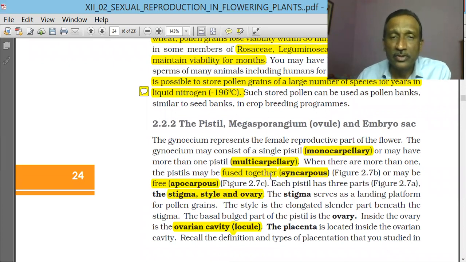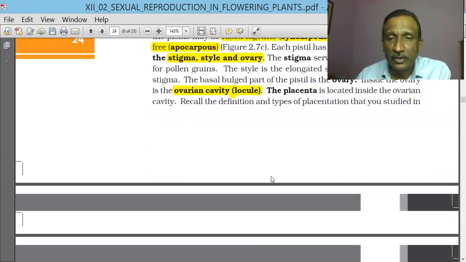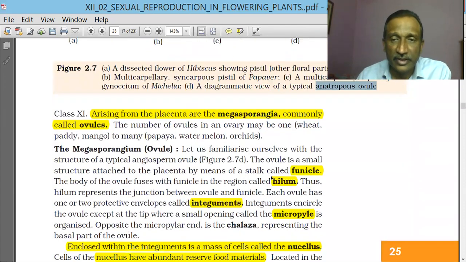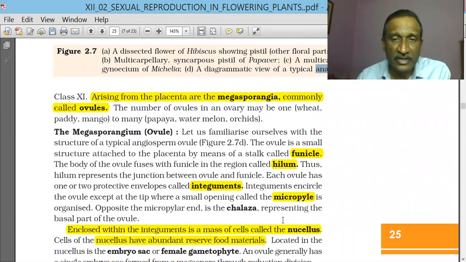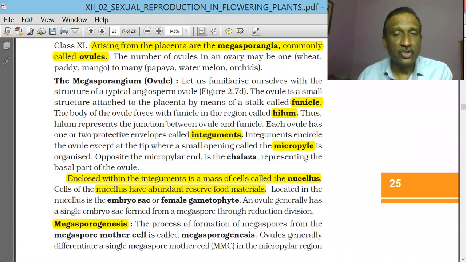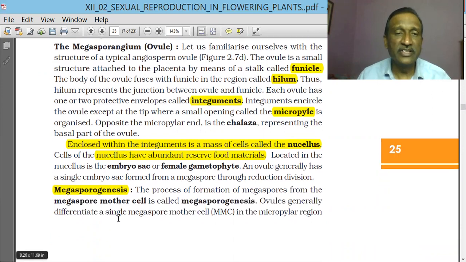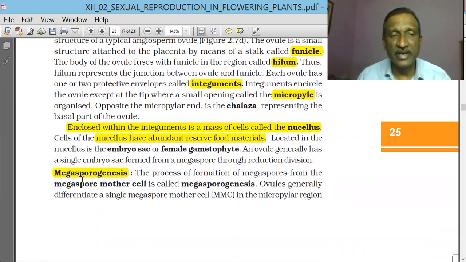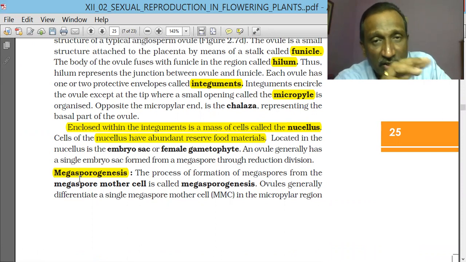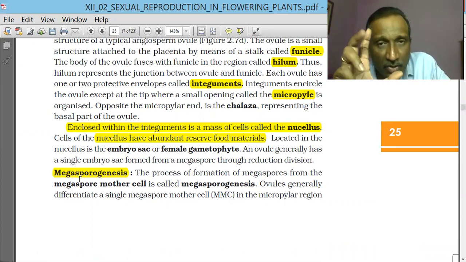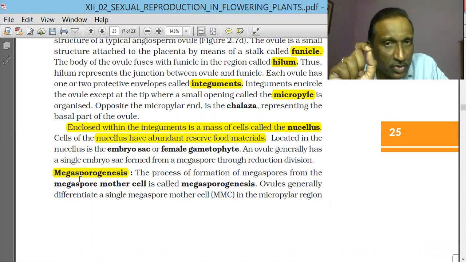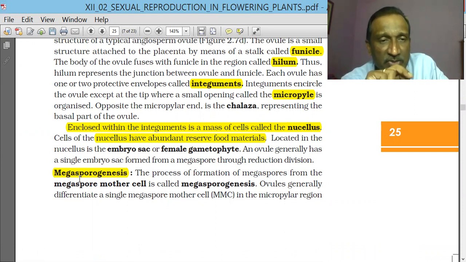Okay, now the structures we have studied: the hilum, funicle, integument, micropyle, chalaza, and nucellus. These all things we have studied. Embryo sac we have studied. Female gametophyte we have studied. Now let us talk about microsporogenesis and megasporogenesis. Why? You children remember mega and micro. Micro means small and mega means big. Microsporogenesis is when we are talking about the male gamete, and megasporogenesis when we are talking about the formation of the female gamete.